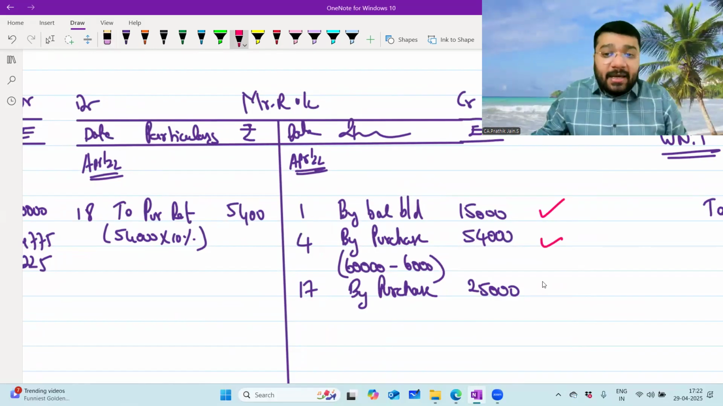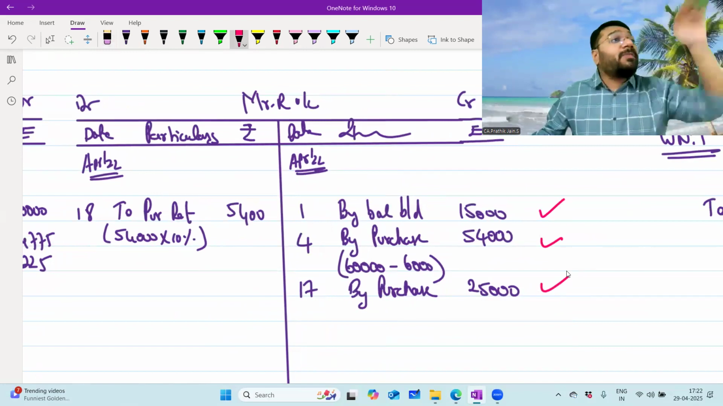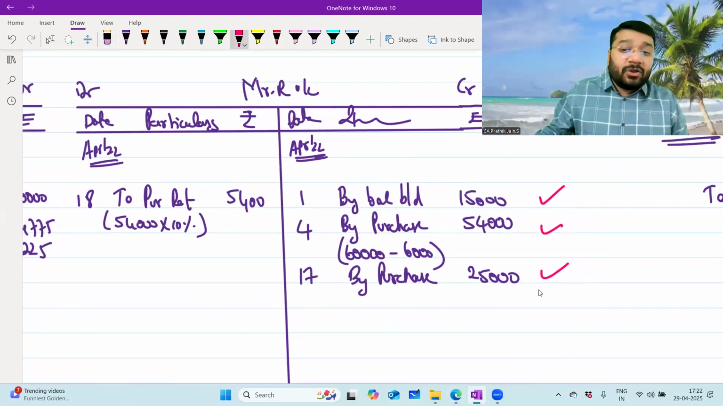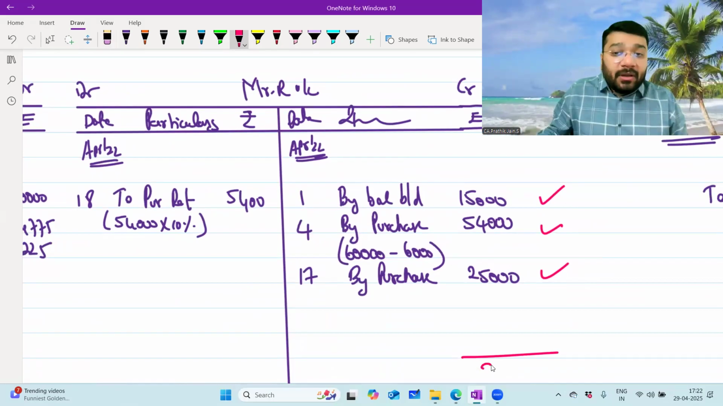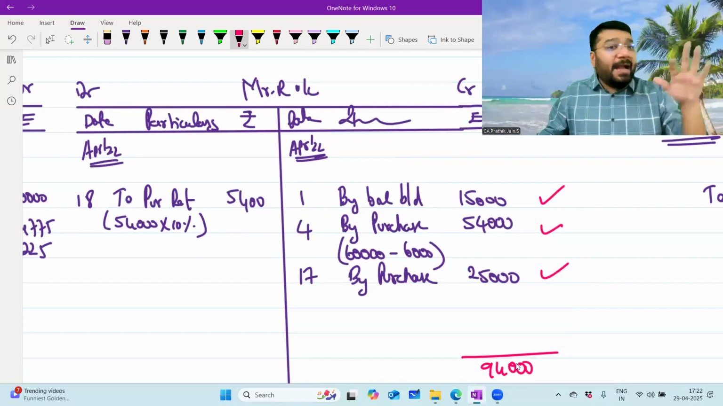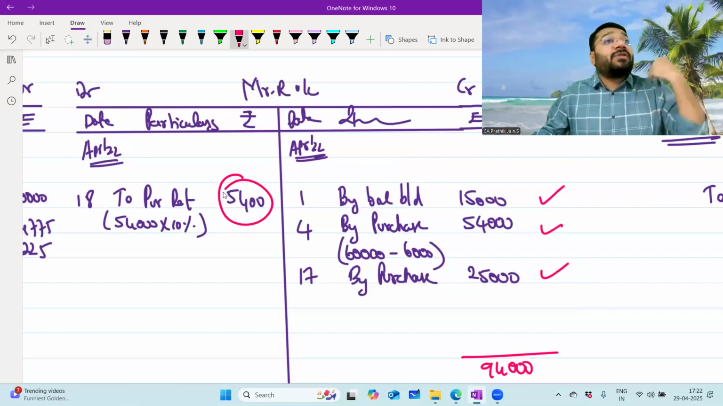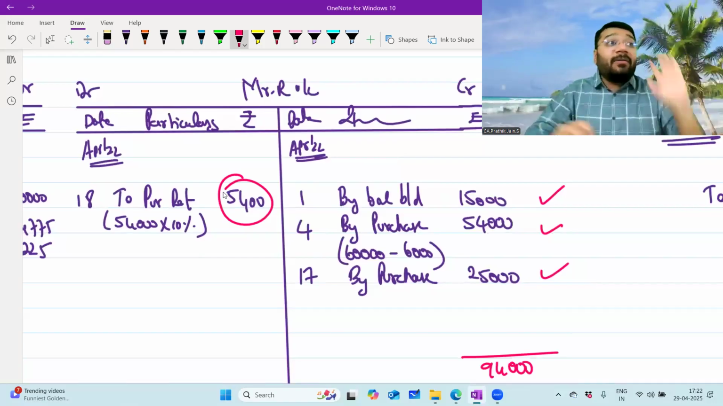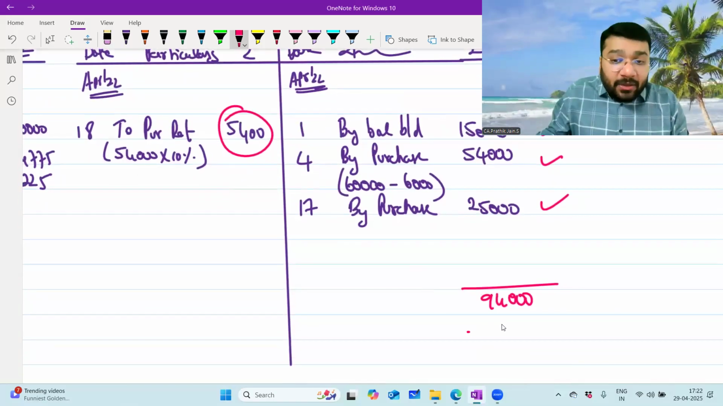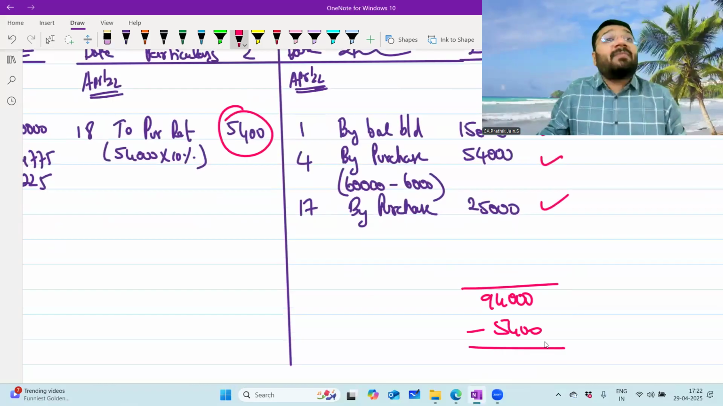Plus, current year, this much we have purchased. So total how much money we have to pay him? Total how much money we have to pay him? 94,000 we have to pay him. In that, 5,400 worth of goods have been returned. To that extent, I'll not pay him the money. So minus 5,400. How much is the balance money that we owe to him?